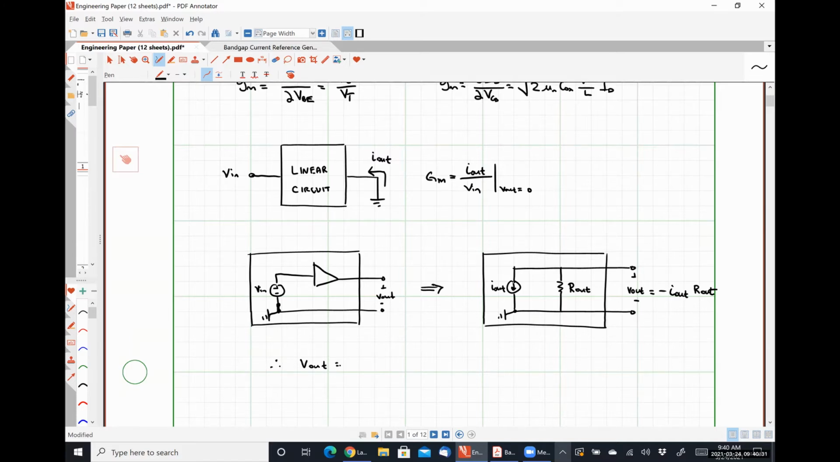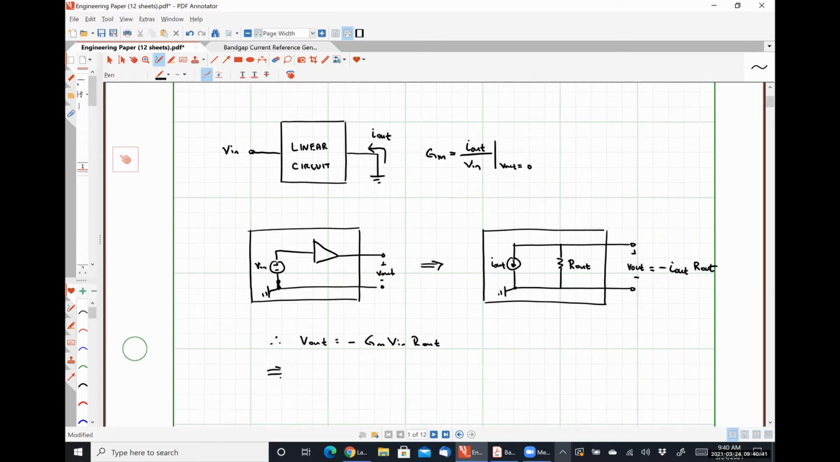V out is equal to negative capital GM V in times R out, which means our voltage gain, AV, by definition V out divided by V in, is simply negative GM, our short circuit transconductance, multiplied by R out, the output resistance of our circuit. And this works regardless of the type of amplifier or anything that we have.